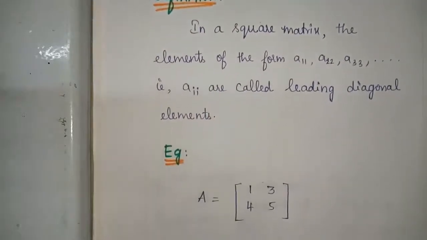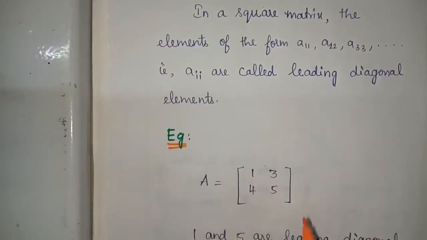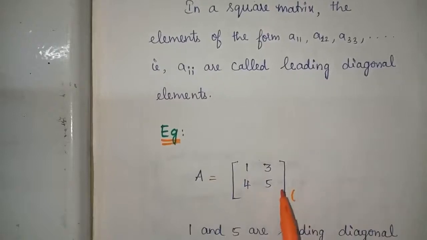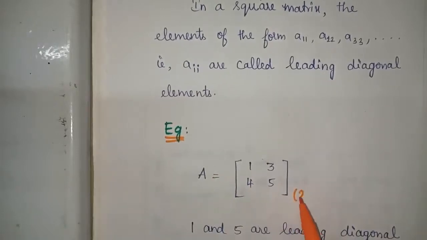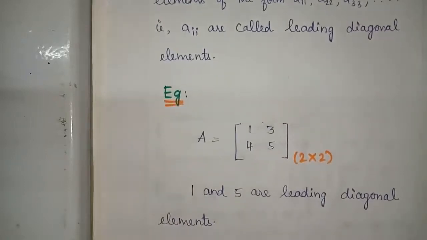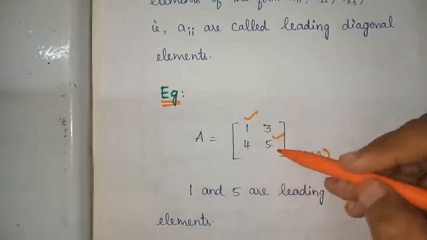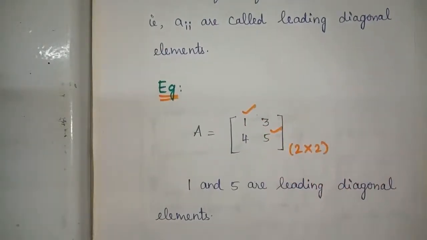For example, we are taking one square matrix A is equal to 1, 3, 4, 5. This is a square matrix having the same number of rows and columns, that is 2 cross 2. So 1 and 5 are the leading diagonal elements. So 1 and 5, these two represent the leading diagonal elements.